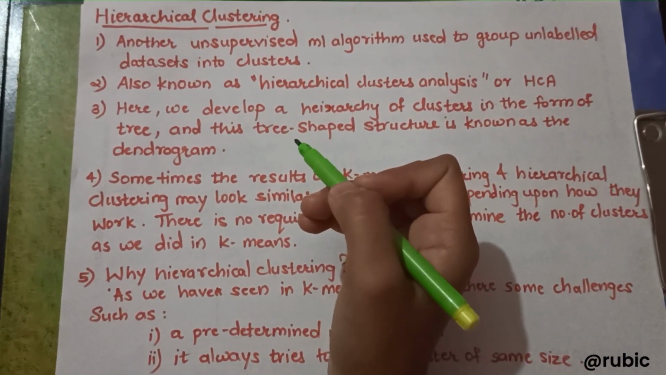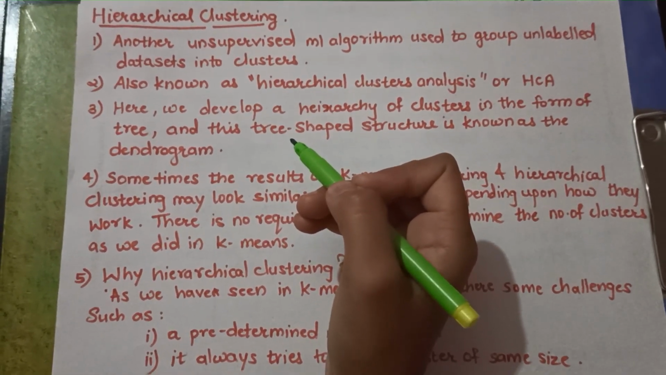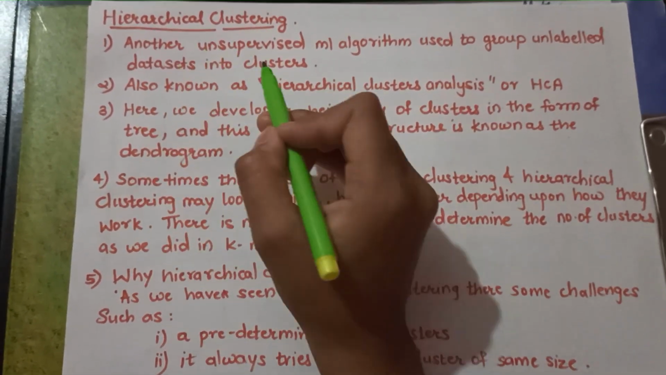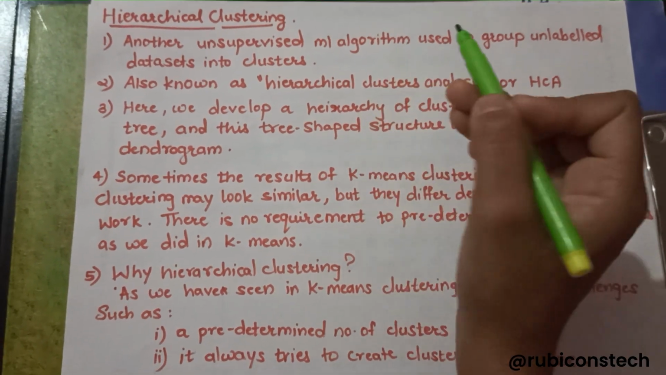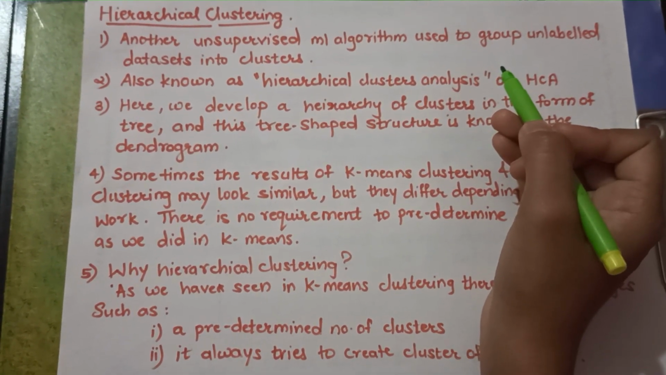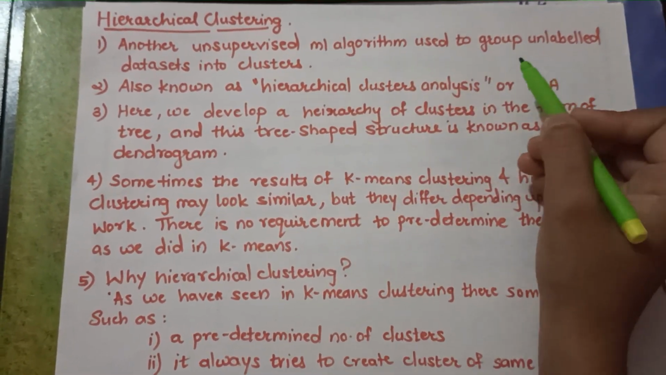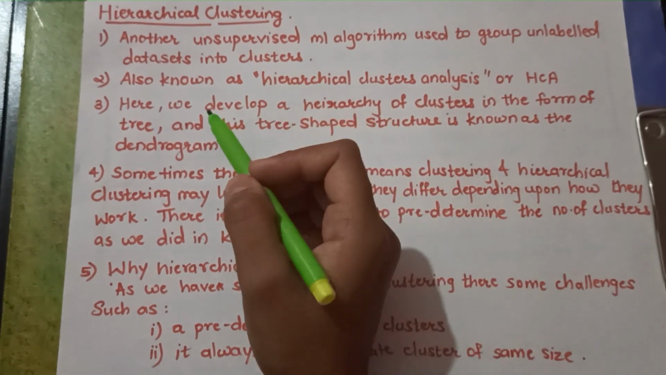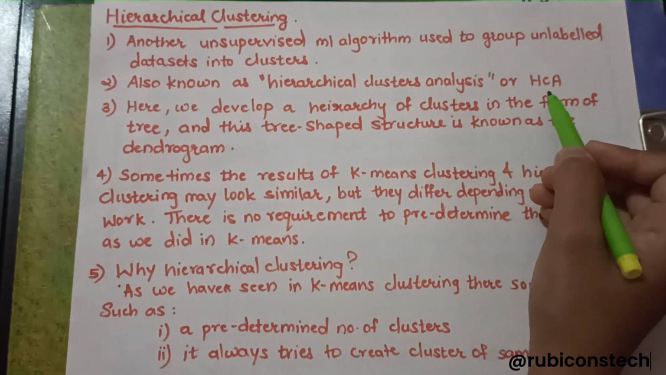So today we are going to study the hierarchical clustering algorithm. First we will understand what hierarchical clustering is. Hierarchical clustering is an unsupervised machine learning algorithm that is used to solve the clustering problem, similar to k-means and k-medians. This algorithm groups unlabeled data sets into clusters. Hierarchical clustering is also known as hierarchical cluster analysis, or HCA.